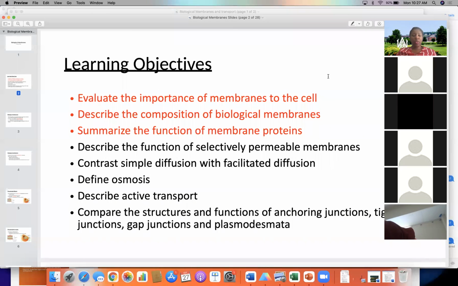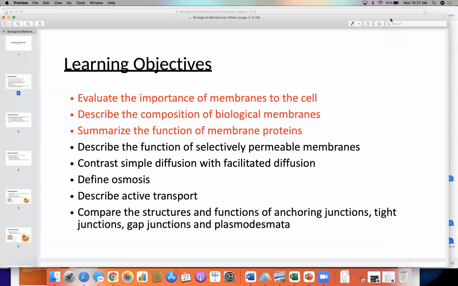First thing we want to do is evaluate the importance of membranes to the cell. Why is this membrane structure so important? It has some very important functions for the cell in terms of the cell's overall objective to maintain homeostasis, this nice balanced equilibrium. The membrane plays a major role in that process.